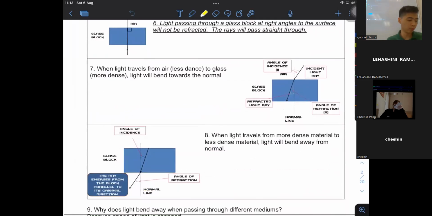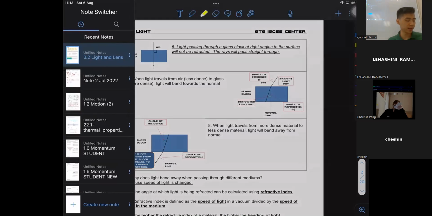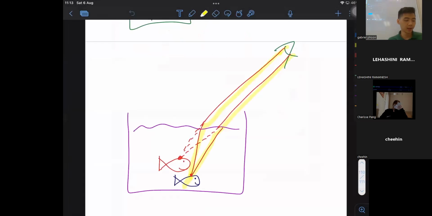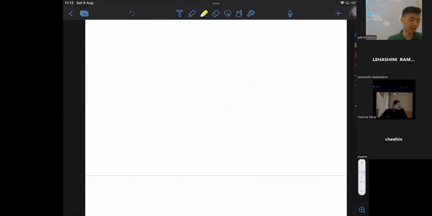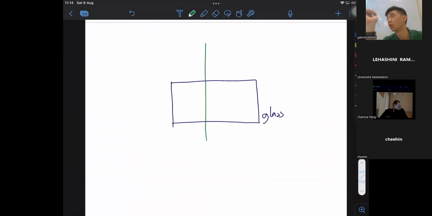Today we're just going to move on with the refraction of light in a glass prism. In order to understand how light rays behave, you need to understand how refraction occurs. So let's imagine I have a glass block here. First things first, if I have light entering the glass block perpendicular to the surface of the glass, light will actually not refract.